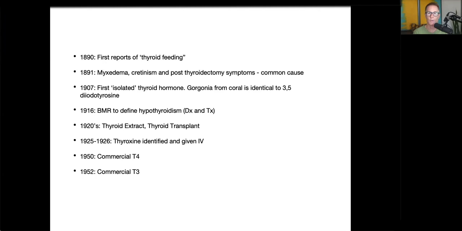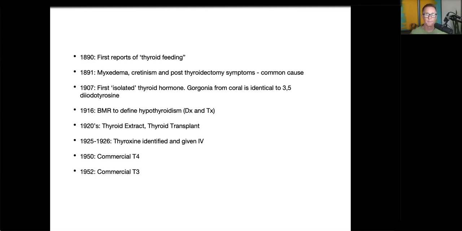By 1891, they really saw the common thread between these hypothyroid states. By 1907, they isolated the first thyroid hormone. And this is kind of funny. This was from a type of coral, and it was actually T2. They found that coral contained T2, and they could extract T2 thyroid hormone from that.